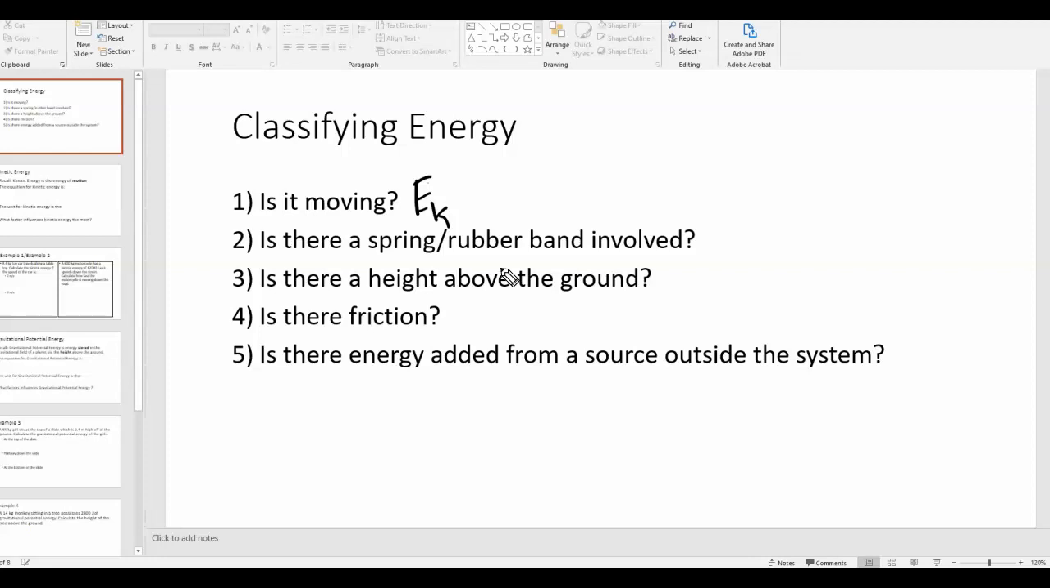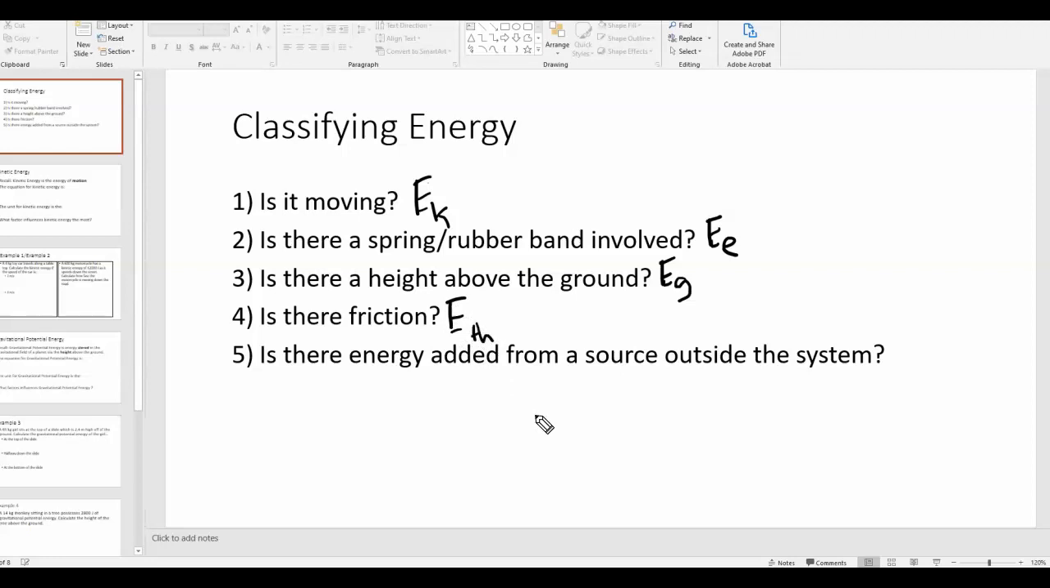Okay, is there a spring or rubber band involved in the problem? If there is a stretched out spring or a stretched out rubber band, then that means there is elastic potential energy. Okay, so EE. Is there height above the ground? If you have height above the ground, then that object has gravitational potential energy, which we write EG. Okay, if there is friction in the problem, if the object is moving and there is friction, then it's probably going to produce heat. It's going to produce thermal energy. And so for thermal energy, we write ETH.